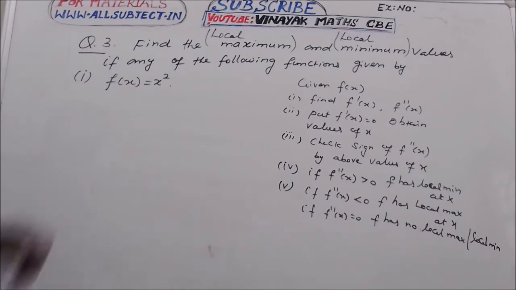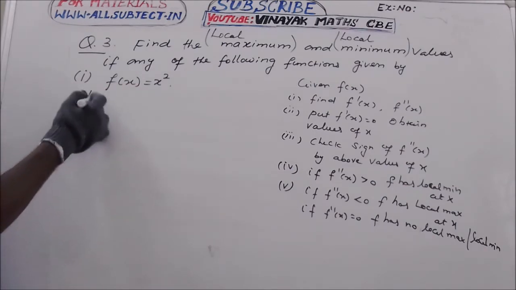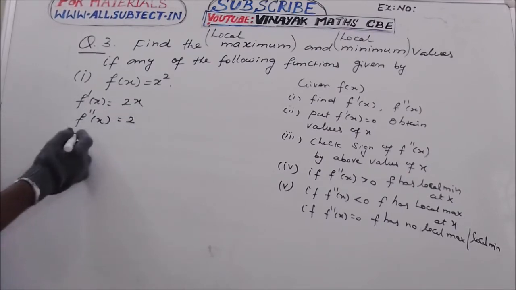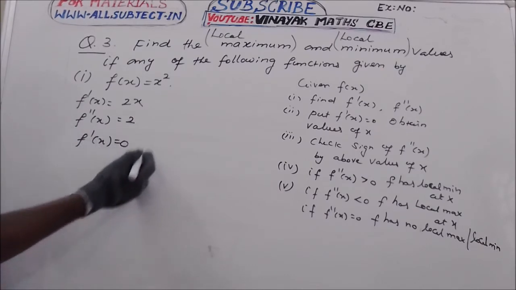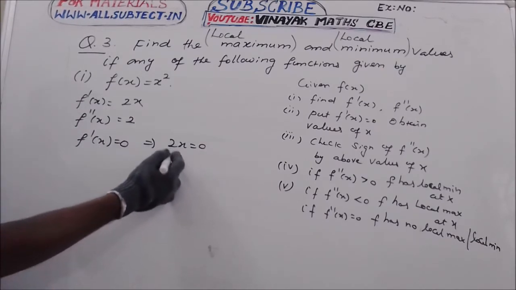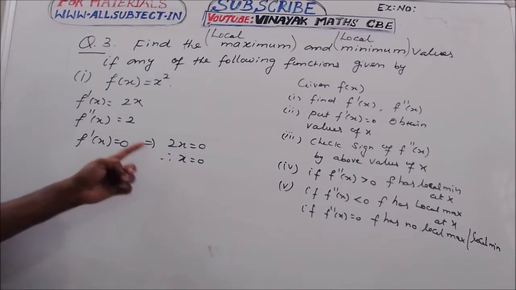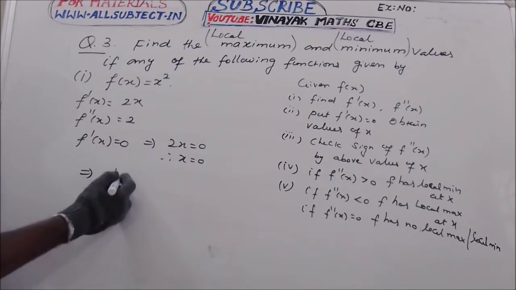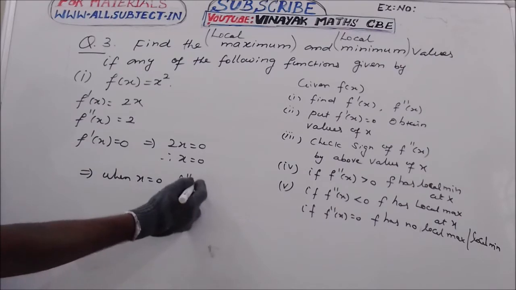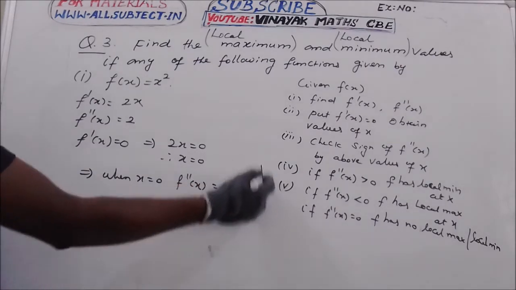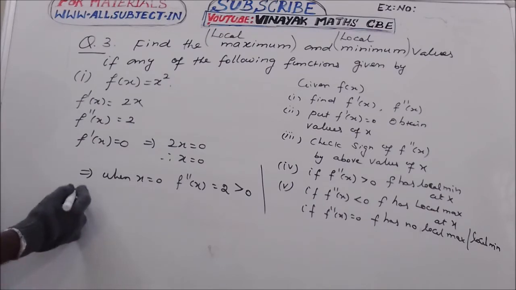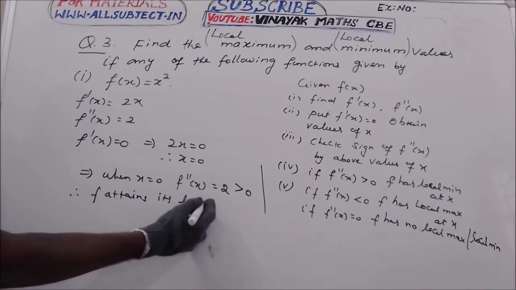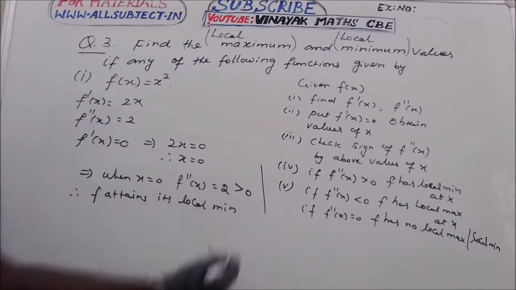So given here f of x is equal to x square. Now f dash of x is equal to 2x and f double dash of x is equal to 2. Put f dash of x is equal to 0, which implies 2x is equal to 0, therefore x is equal to 0. Now check the sign of f double dash of x by substituting x is equal to 0 in it. When x is equal to 0, f double dash of x is equal to 2, that is greater than 0, a positive quantity. Therefore f attains its local minimum.